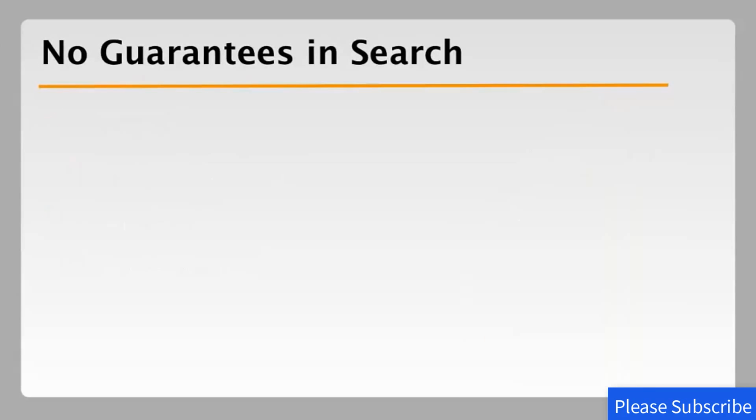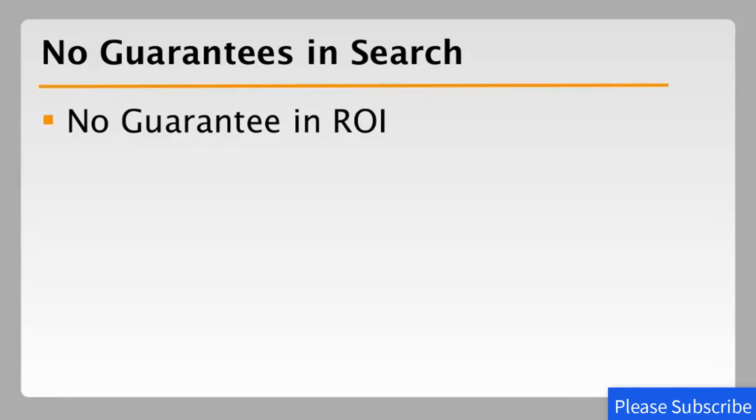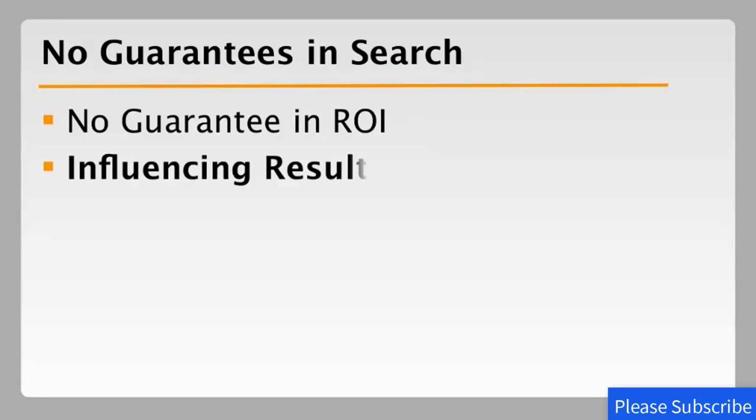Now, a couple of things here that we need to look at before we move on. Number one is there are no guarantees. Now, I guarantee that your return on investment is going to be big, but I won't put a specific number on that. The reason why is that the only thing that you are doing with search engine optimization is influencing results. You're not going to make a specific change in the results. There's no way that as a search engine optimizer, you can take a site from number 12 to number 2. It may happen, but you can't guarantee it.